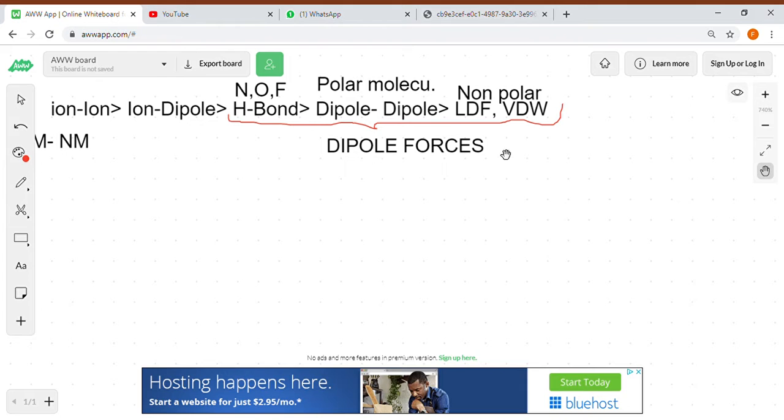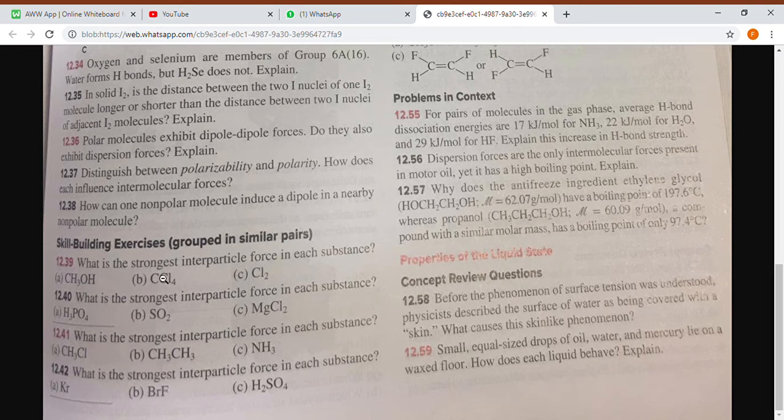Okay, so like I put in here, from the hydrogen bond up to the van der Waals, those are dipole forces. I put that the hydrogen bond is with nitrogen, oxygen, and fluorine. The dipole forces are when you have polar molecules, and the London force and the van der Waals force are non-polar.